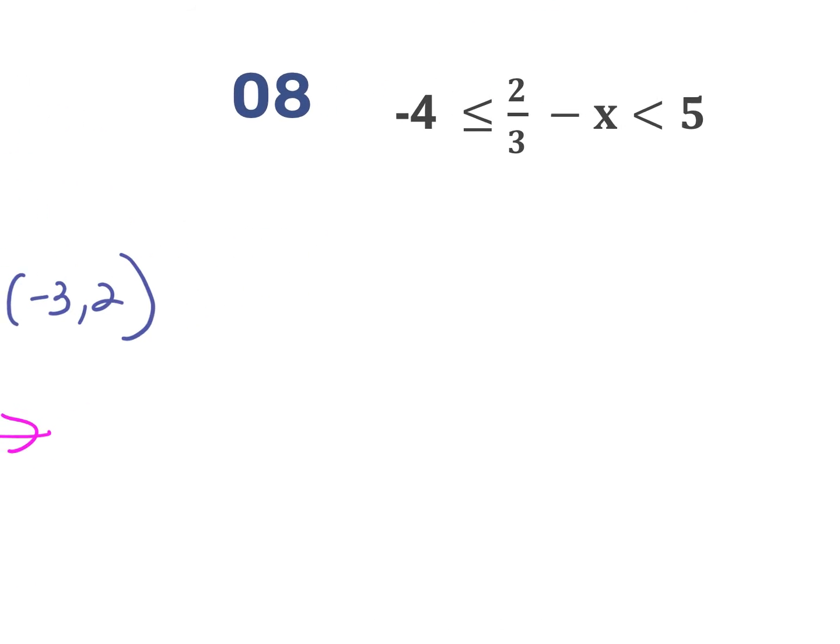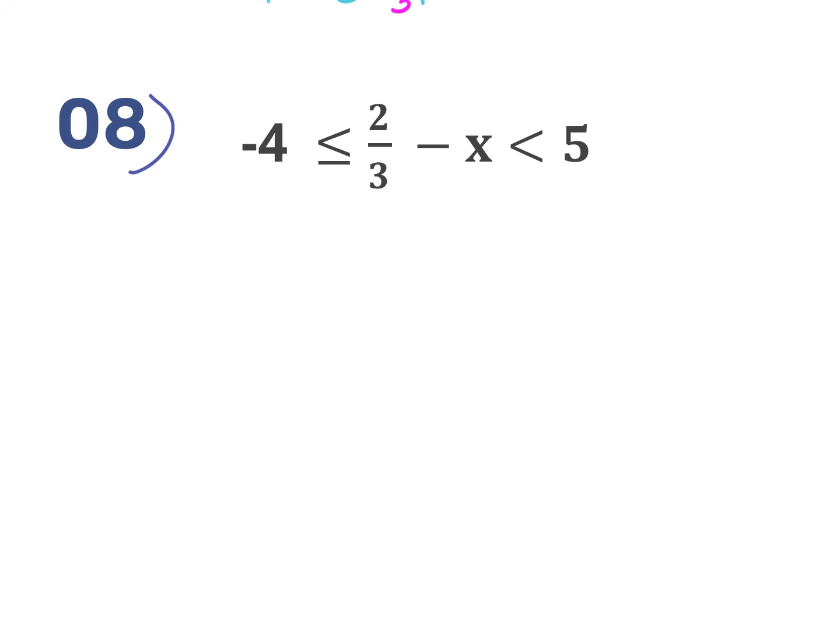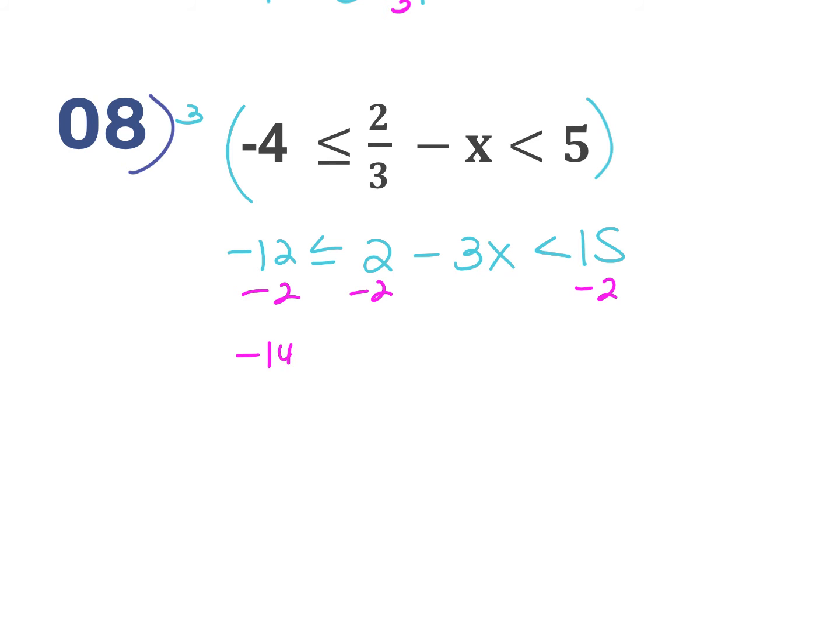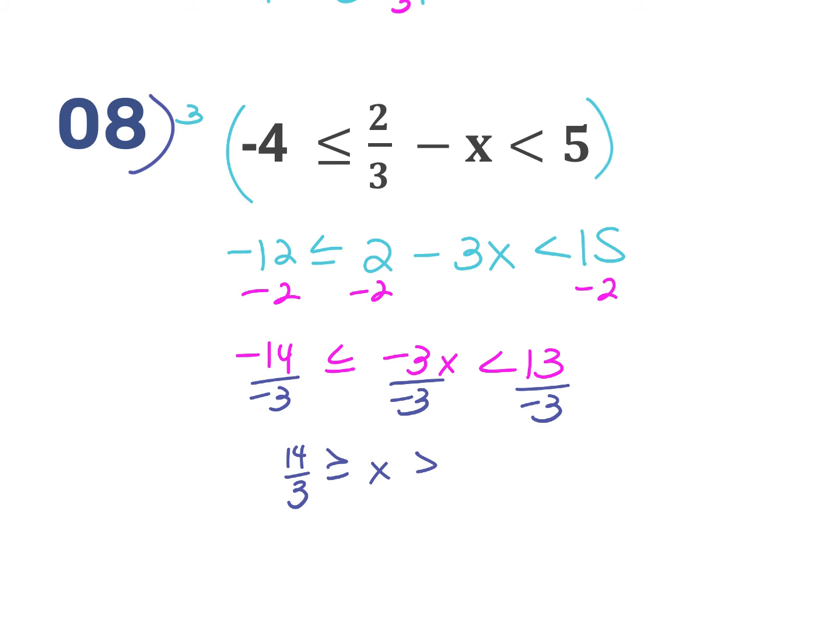All right, what are you going to do for 8? Multiply everything by 3. I get negative 12 is less than or equal to 2 minus 3x, which is less than 15. I'm going to subtract 2. Negative 14 is less than or equal to negative 3x, which is less than 13. Divide by negative 3, which causes what? Good. So I get 14/3 is greater than or equal to x, which is greater than negative 13/3.